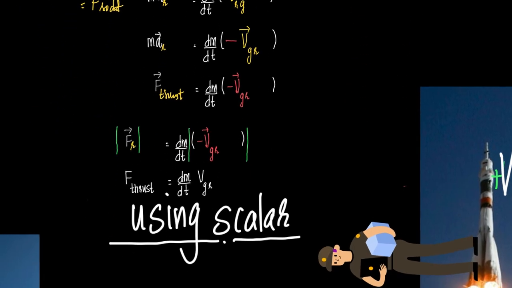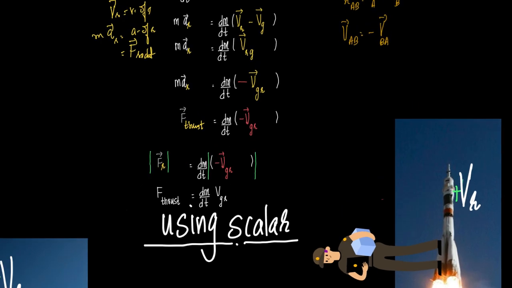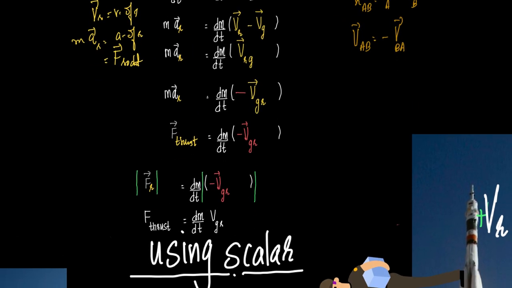Now, if we try to understand this using the scalar notation, if we take magnitude on both sides, the magnitude of F thrust becomes F thrust alone, and dm by dt is a magnitude, and the magnitude of the vector minus VGR becomes VGR. Therefore F thrust is equal to dm by dt into VGR. Okay, so I hope this much is clear.